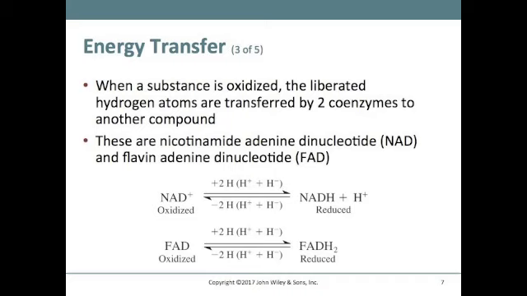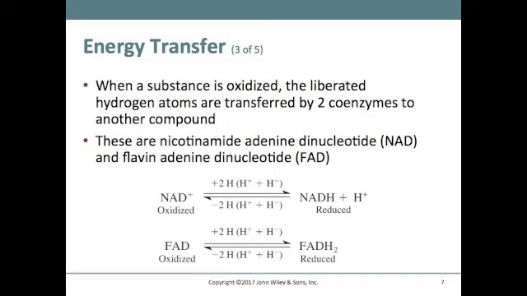Two coenzymes that are commonly used by animal cells to carry hydrogen atoms are nicotinamide adenine dinucleotide, sometimes referred to as NAD. This is a derivative of the B vitamin niacin. And then flavin adenine dinucleotide, or FAD. And this is a derivative of vitamin B2, or riboflavin.